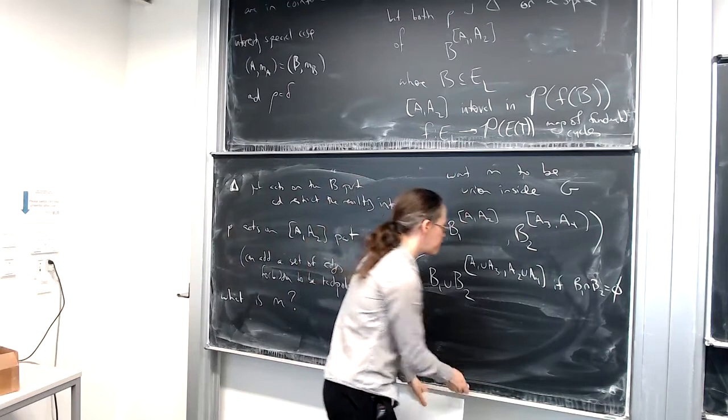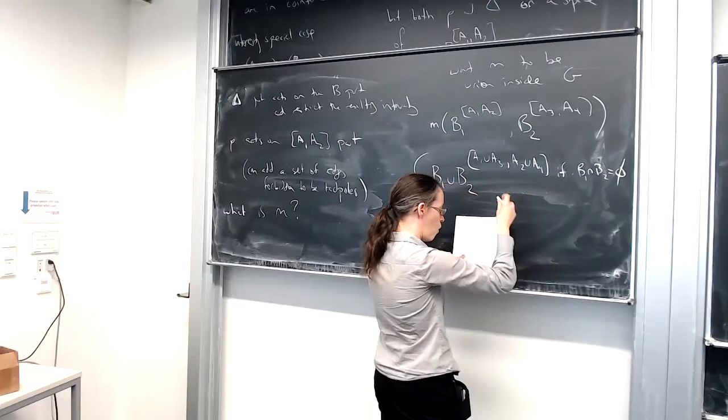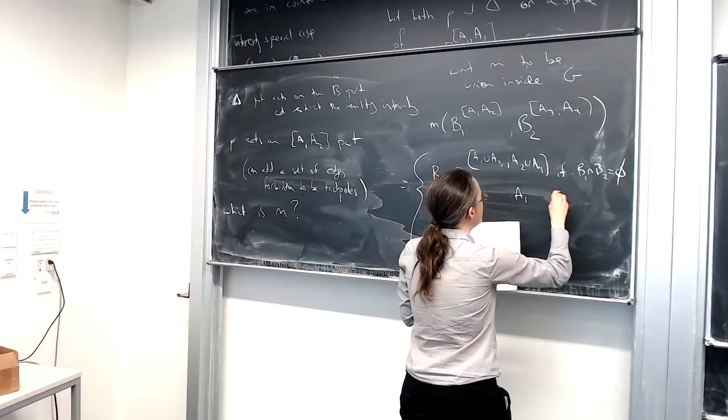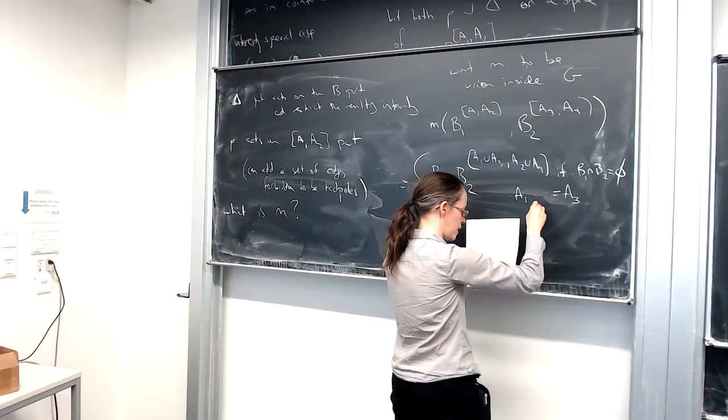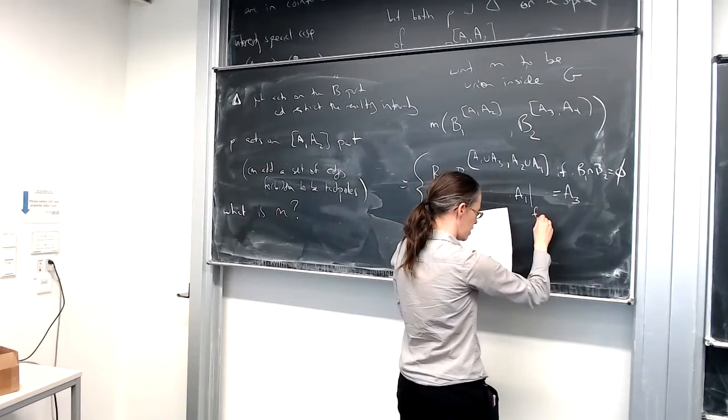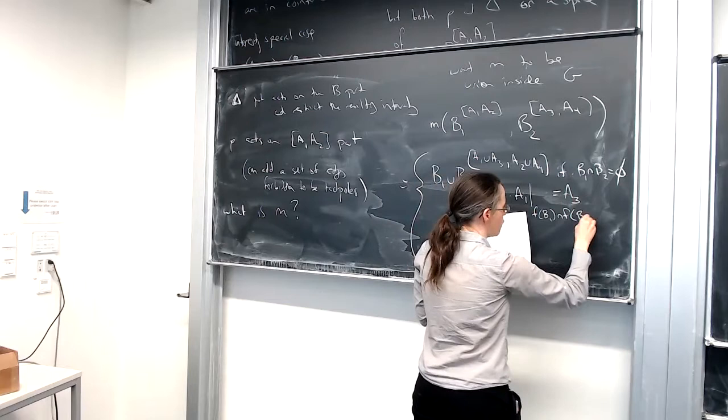So if this happens, and also I want to say that A1, the idea is it should be equal to A3, but it doesn't have to be equal to A3 everywhere. It just has to be equal to A3 when it's, okay, I'm going to write it as a restriction, but I really just mean intersection. But I want to think of it as restricted to the subset. And what is the subset? It's F of B1 intersect F of B2. Okay, and this is restricted to the same subset.